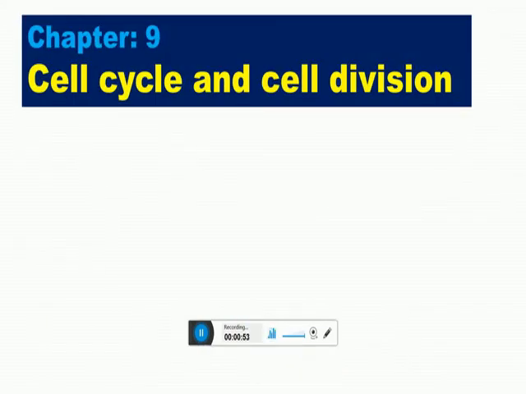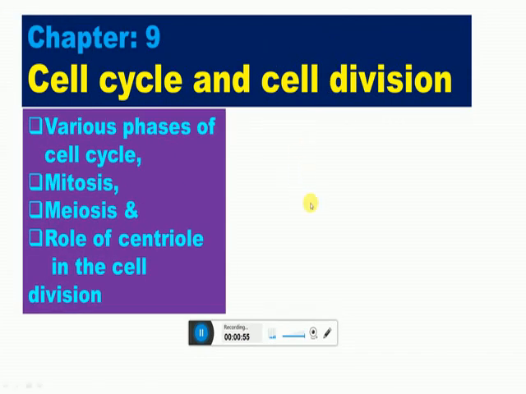In this video, we are going to see the cell cycle and cell division. The cell division includes two things. In detail, we are going to see the various phases of the cell cycle and mitosis in this video. In the next video, we are going to see meiosis and the role of centriole in the cell division. So these two things we will see in the next lecture, that is lecture 10 in the same chapter. Today we are going to see the various phases of the cell cycle and mitosis. So I think you are concentrating on this point, the cell cycle and mitosis today.